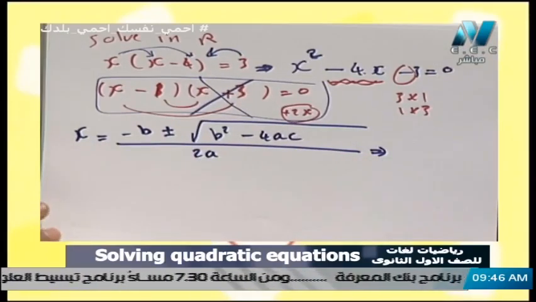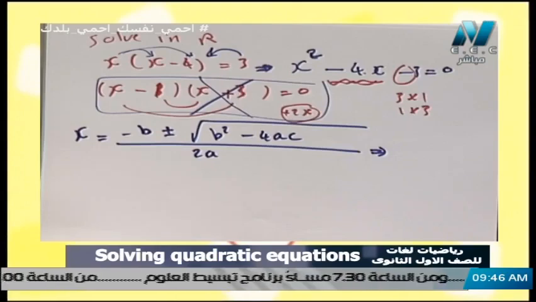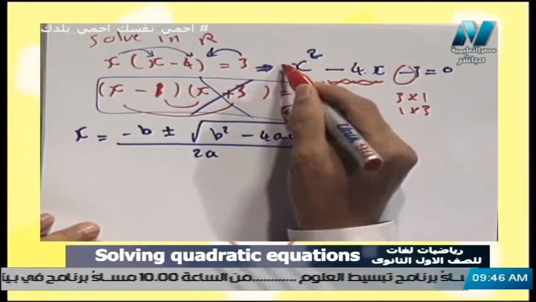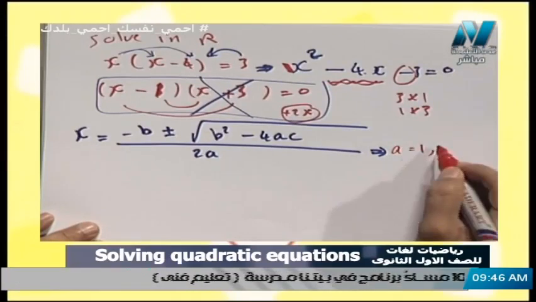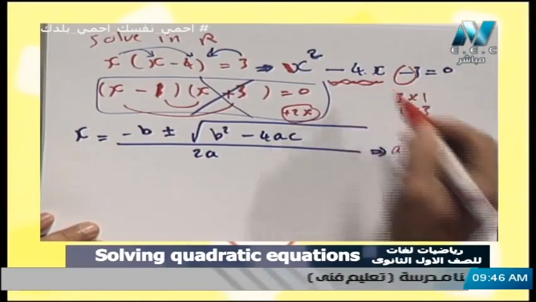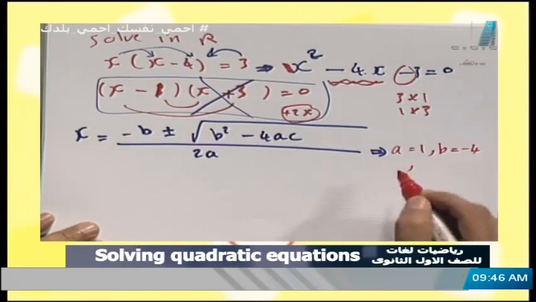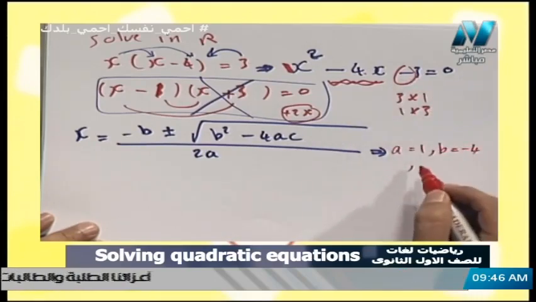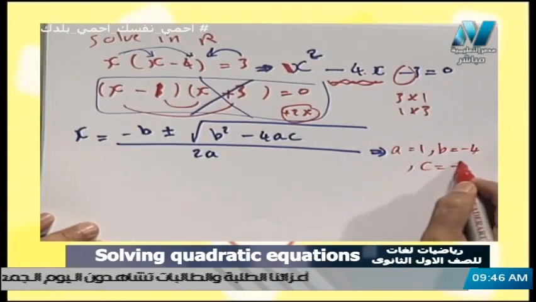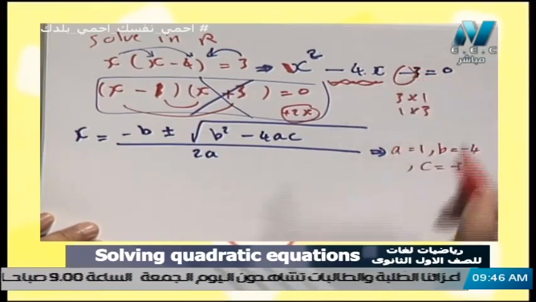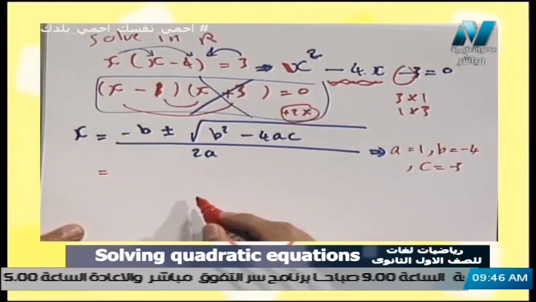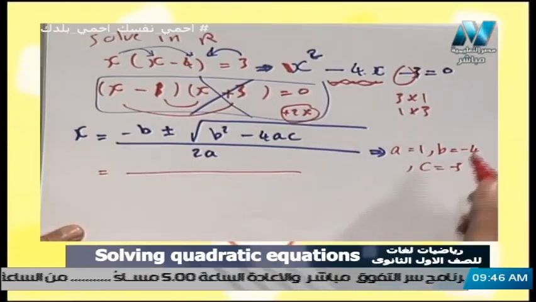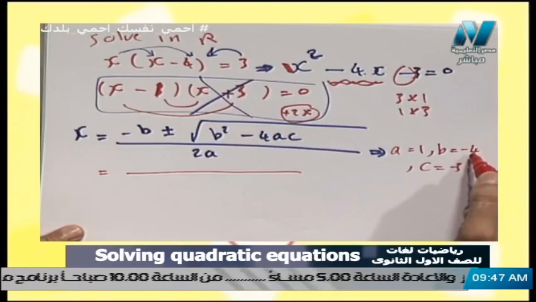And what is a, b, and c? Here a is the coefficient of x power 2, which is 1. b is the coefficient of x, which is negative 4. And c is the absolute term, which is negative 3. Okay?